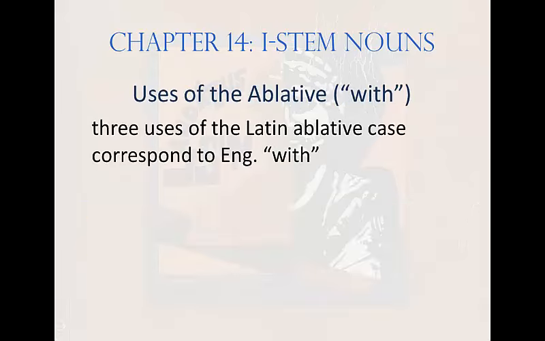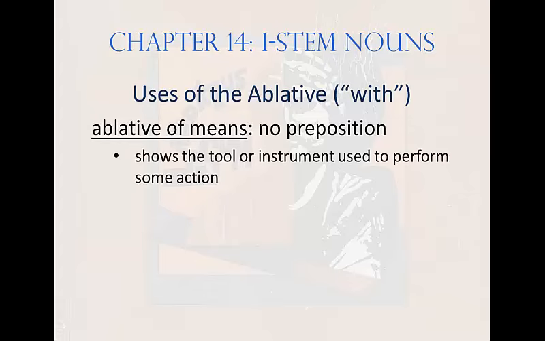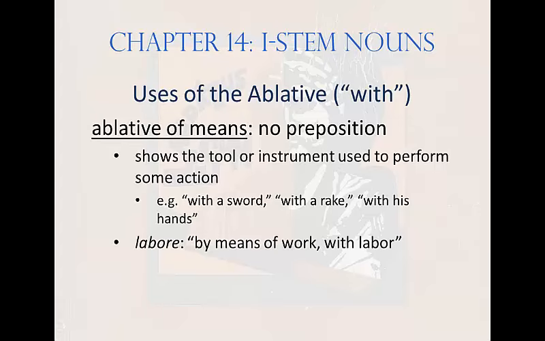To end the grammar in this chapter, Mr. Wheelock discusses three uses of the Latin ablative case which correspond with the English preposition with. The first of them is the ablative of means, which uses no preposition and shows the tool or instrument used to perform some action. For instance, with a sword, with a rake, with his hands. Here are some examples in Latin.